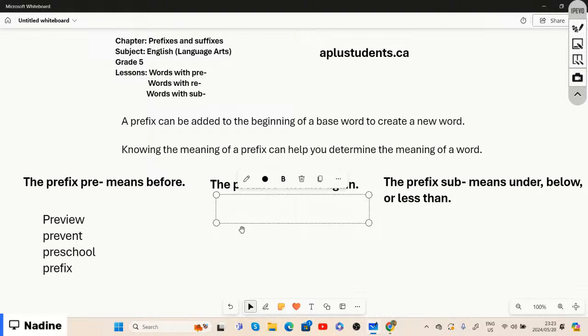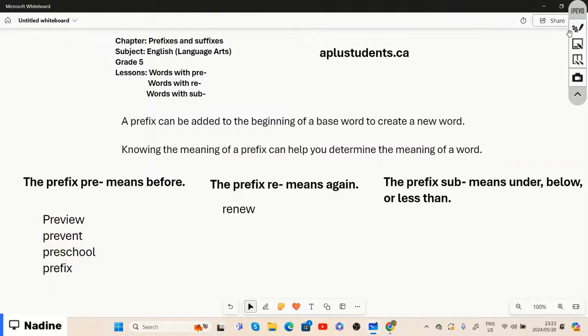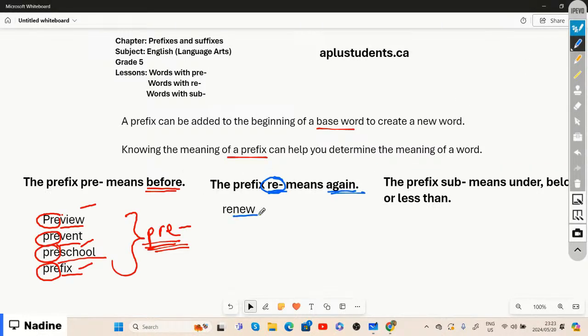All right. So if we look at the word renew, there we have the word new, which is our base word. And remember, we said new is something that is, wow, it's like I just got something. It's the opposite of old. I never had it. But then we have the word renew.